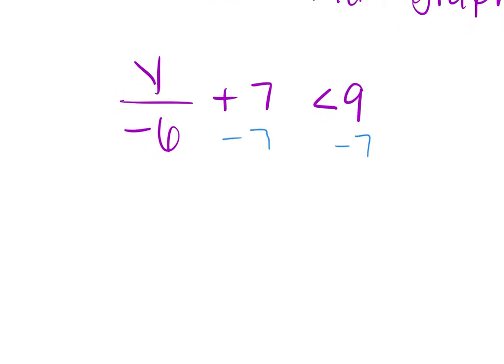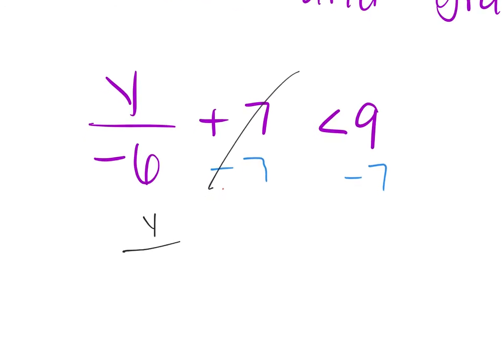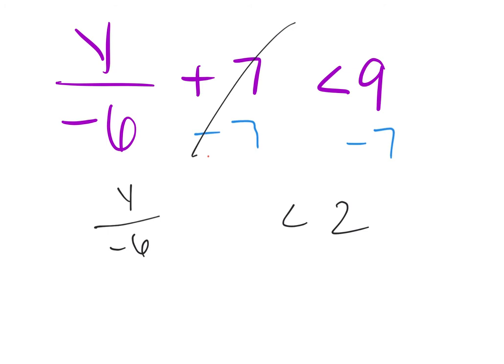Awesome, Victor. Love that. So we're going to cancel out the 7s. Boom. We've got y divided by negative 6 is less than, what's 9 minus 7, peeps? 2. Okay, now let's be very careful here. What can we do to solve for y on the left side? JJ? Multiply by negative 6 on both sides. Oh my gosh, you're amazing. So we multiply by negative 6 on both sides.